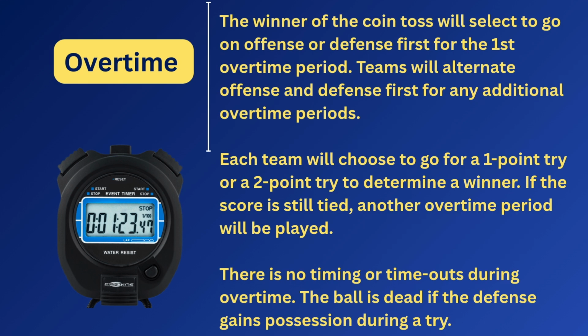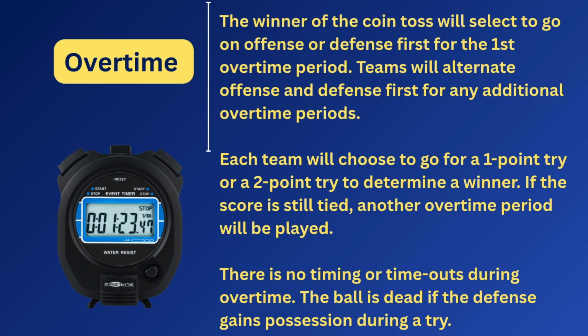Now, if we go to overtime, overtime is not listed in the NFHS rulebook. It's not in there. So we do have overtime procedures in the state rules document, and this is what it looks like. It's essentially kind of a sudden death. The winner of the coin toss will have another coin toss. Winner of the coin toss will select to either go on offense or defense first for the first overtime period. So their choice, if they win the toss, do you want to be offense first or defense first?